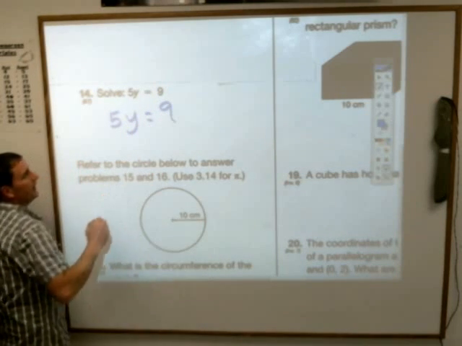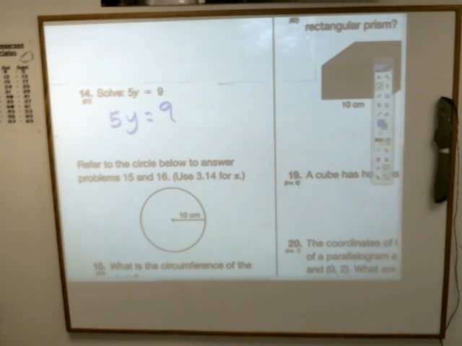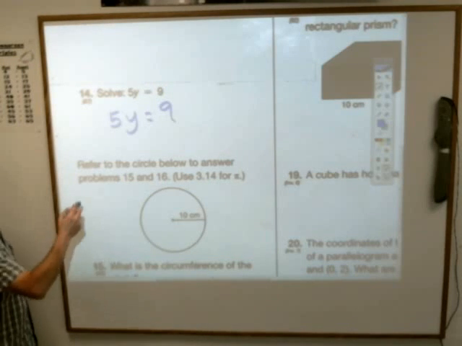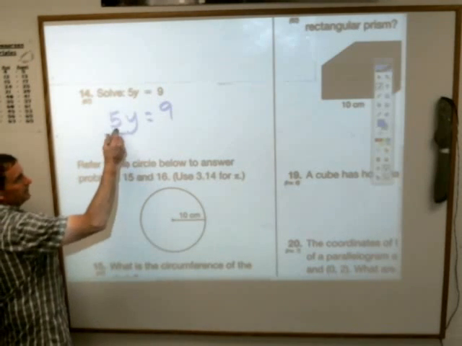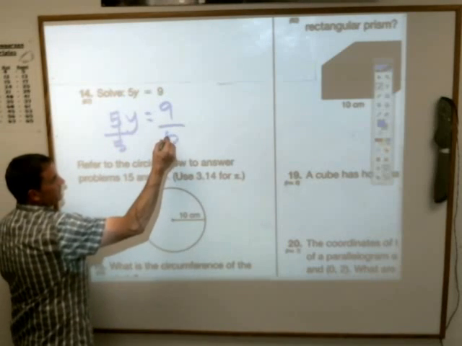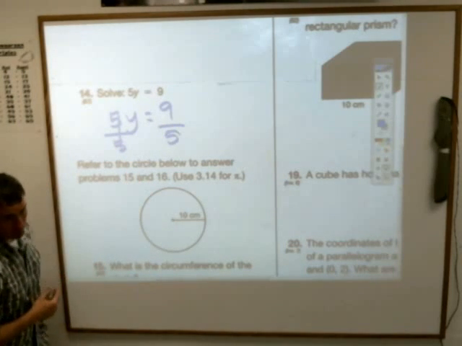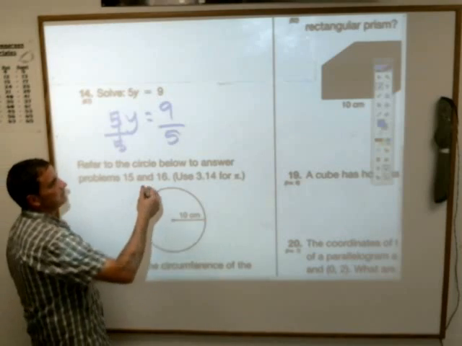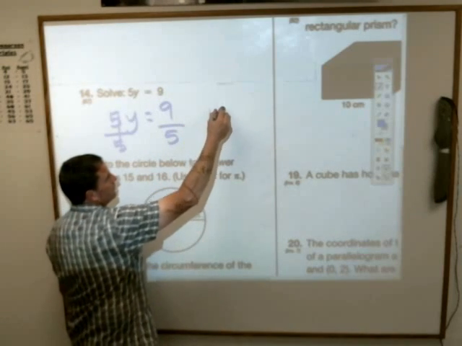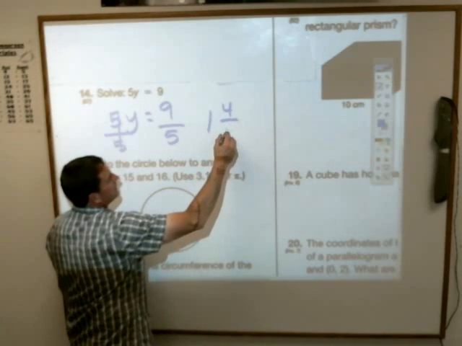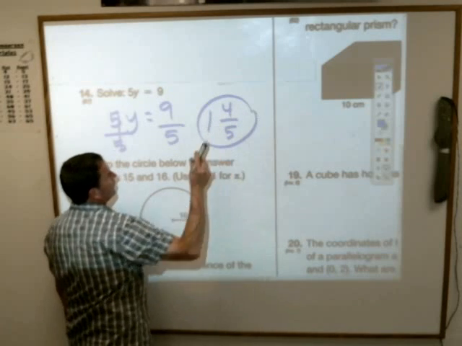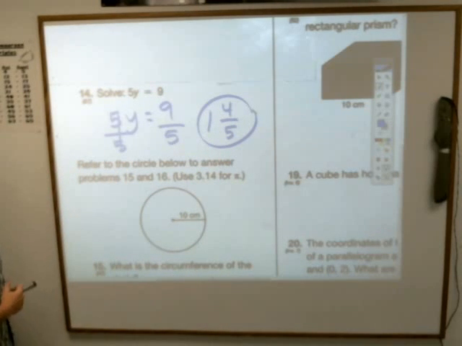5y equals 9. How do I get y by itself? Alex? Divide by 5. 9/5 is your answer, but we don't leave it as improper. You have to take 5 into 9 one time with 4 left over. 1 4/5, or 1.8, that's the same thing. And again, hopefully at some point you can recognize the decimal equivalent, so if you have that, that's fine.